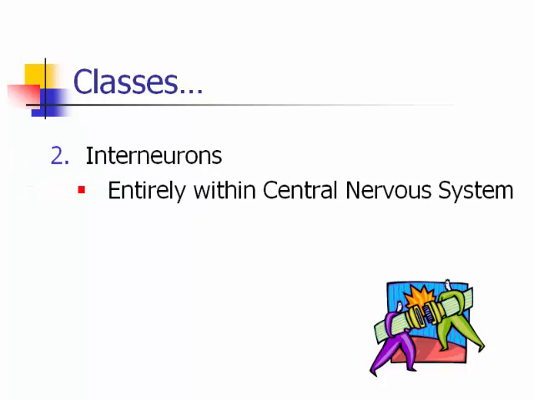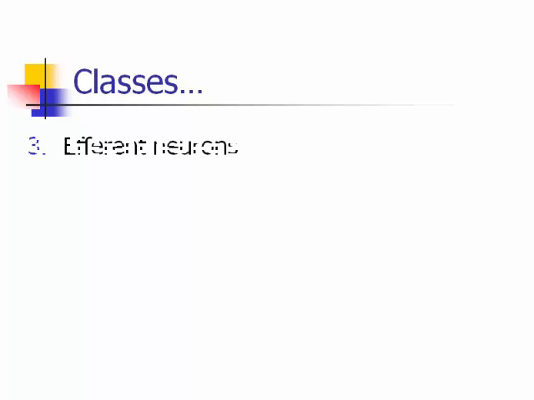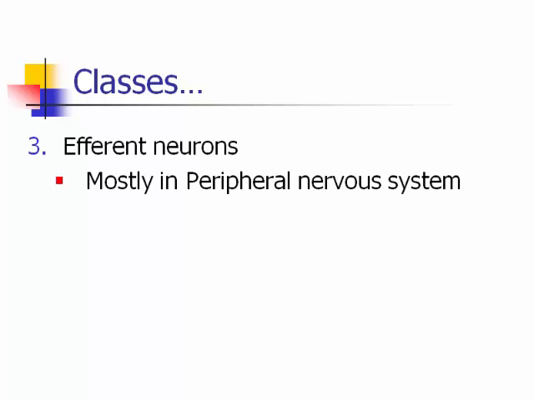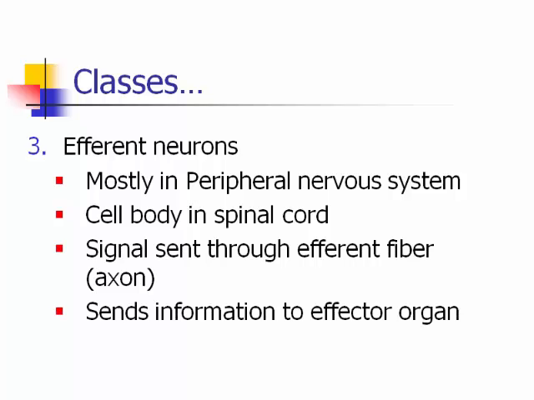Second, interneurons are entirely within the central nervous system. Their job is to connect afferent neurons to efferent neurons. And last is the efferent neurons, mostly in the peripheral nervous system. Their cell bodies are in the spinal cord. The signal is sent through an efferent fiber or an axon, and it sends information to the effector. There you go. So this is our homeostasis stories again. Okay? Alright, fast, easy anatomy review.